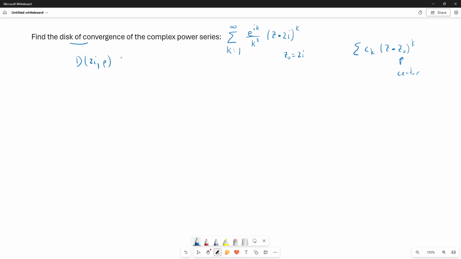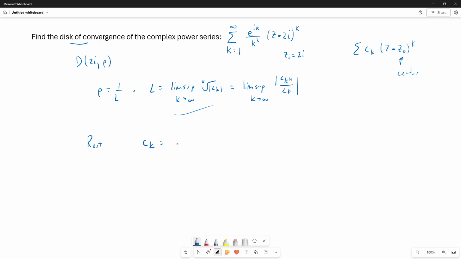So we have to figure out rho. Rho is 1 over L, where L is the limit, or lim sup as the case may be, of either, that comes from either the ratio test or the root test, the kth root of the modulus of ck, or, if it exists, the lim sup of the ratio modulus of ck+1 over ck. So either one of those will work. Let's use the root test.